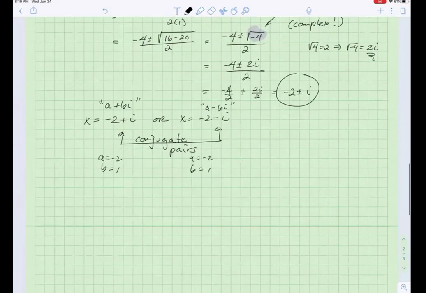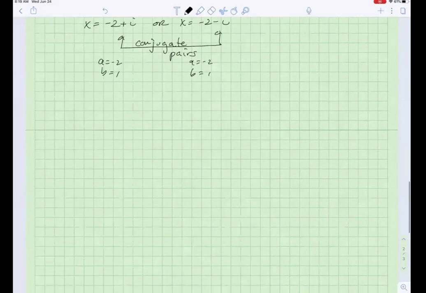Let's do one more quick example like that.